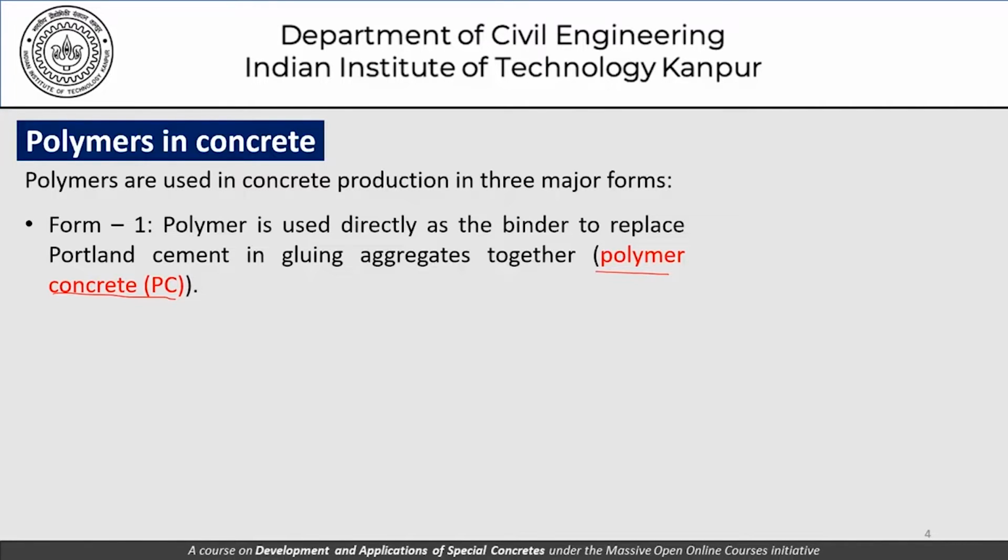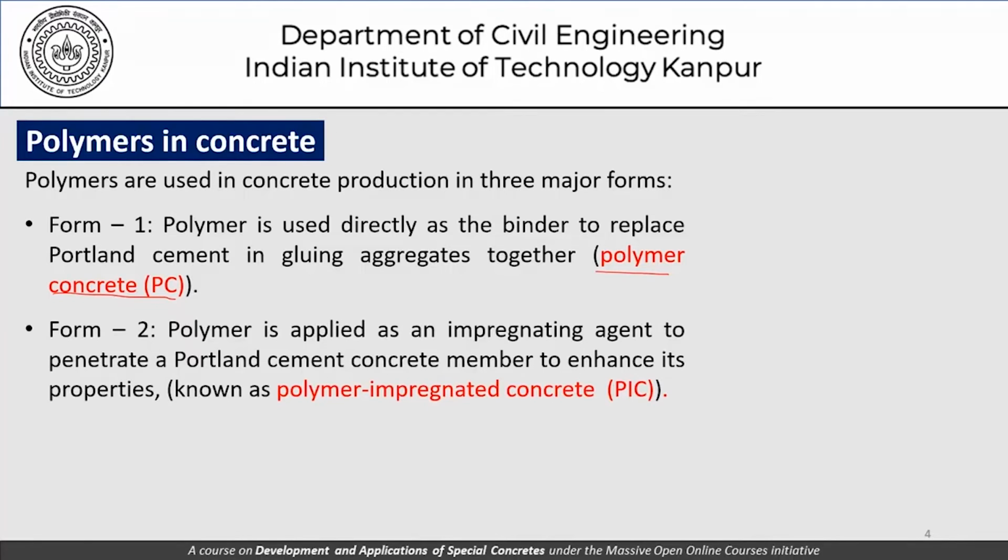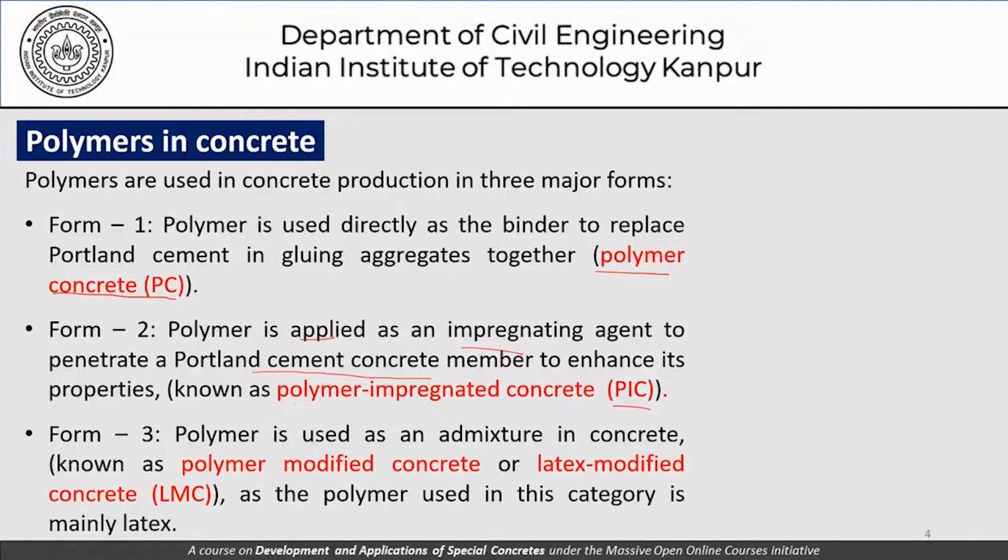In the second form, polymers are applied as an impregnating agent to penetrate a Portland cement concrete to enhance its properties. And then we have a product called polymer impregnated concrete, which is the PIC. The third form is polymers used as an admixture in concrete and known as polymer modified concrete or the latex modified concrete, or LMC, as the polymer used in this category is largely a latex polymer.